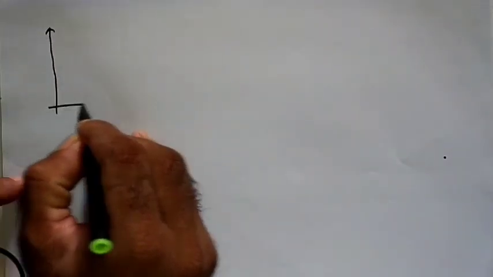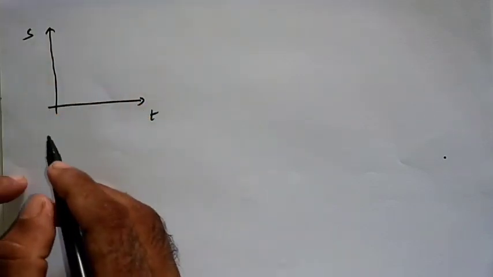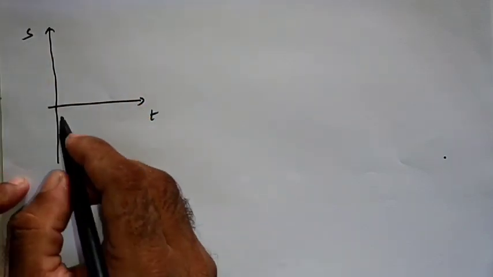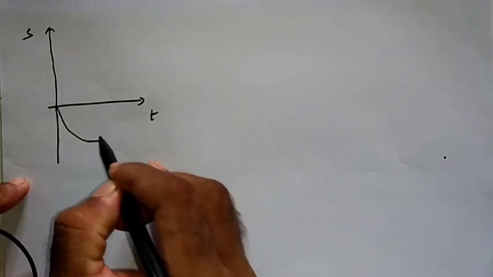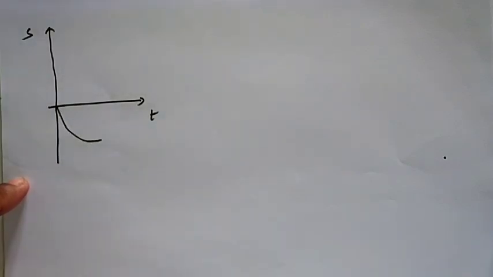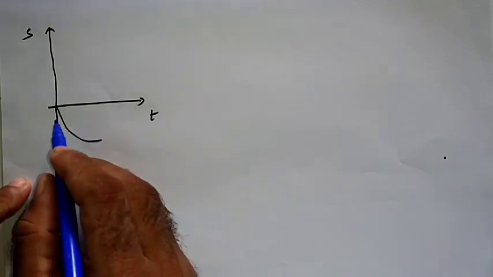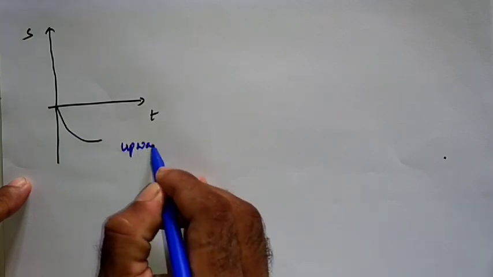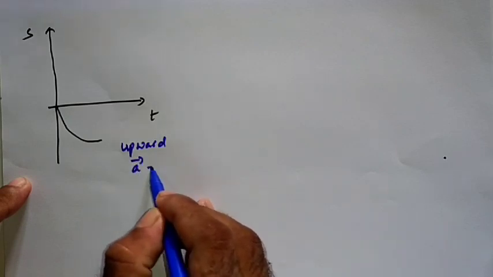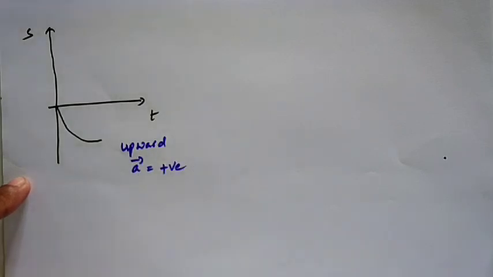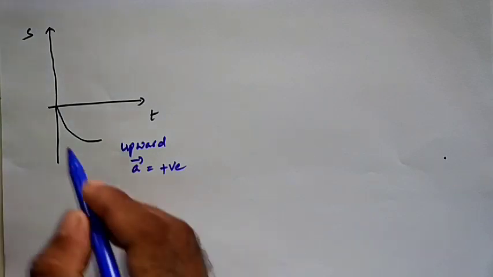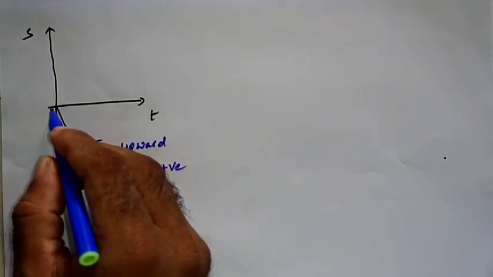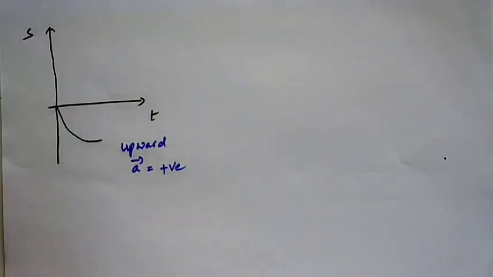Let us see one more example to understand it very easily. Suppose the ST graph is this shape. This is a curve, so curve means acceleration is there. Is the curve upward or downward? Very clearly it is an upward curve. Therefore acceleration is positive. No doubt.